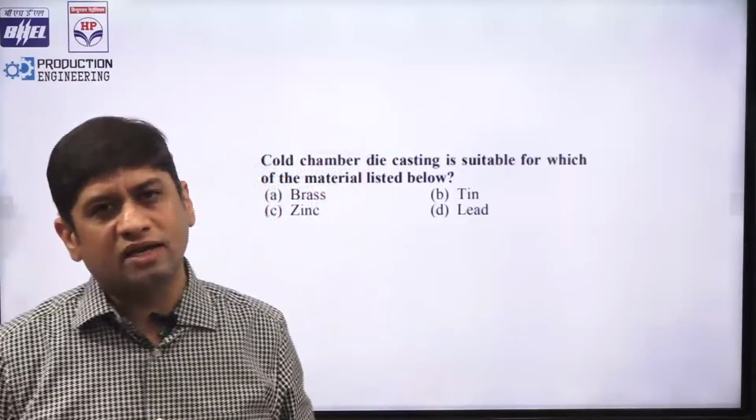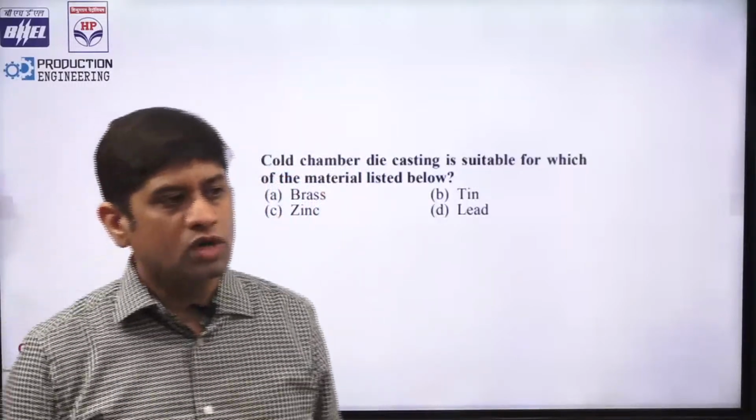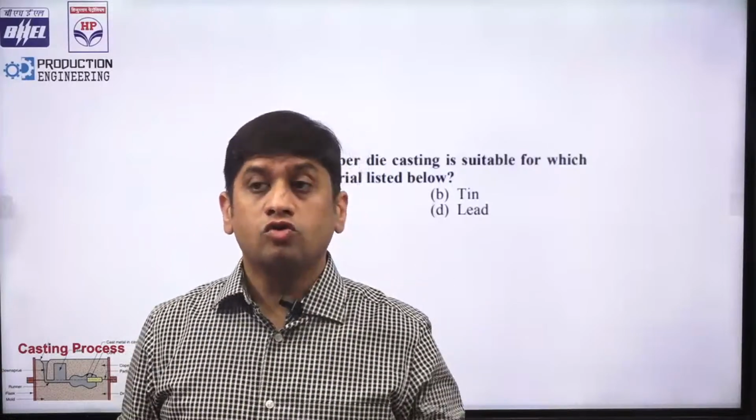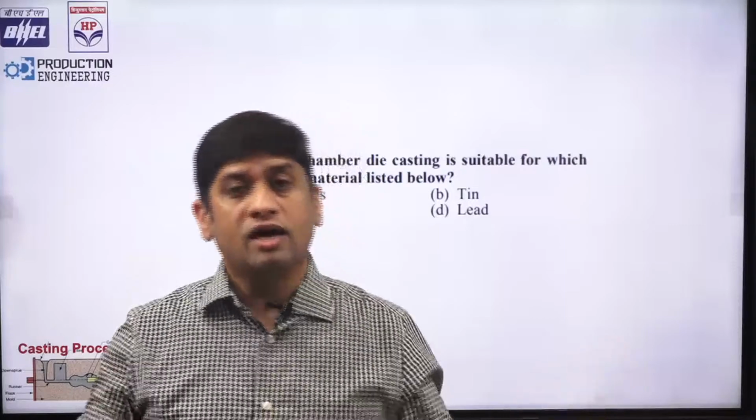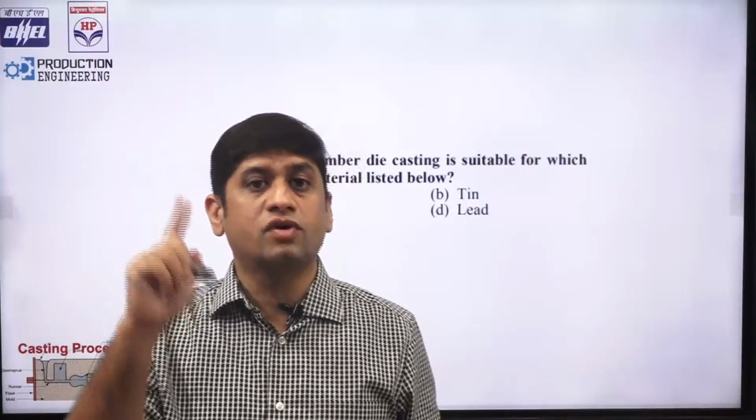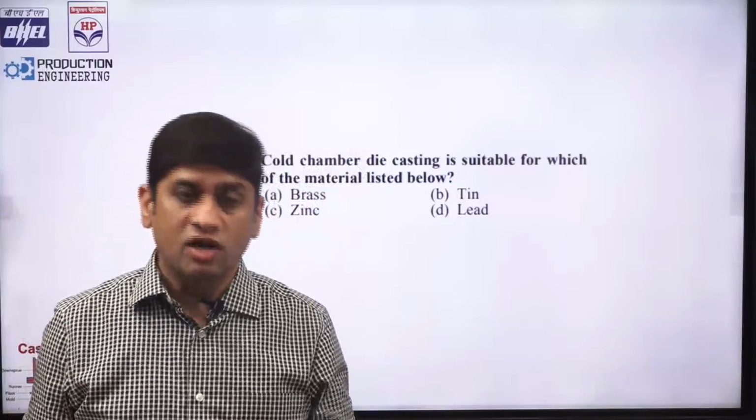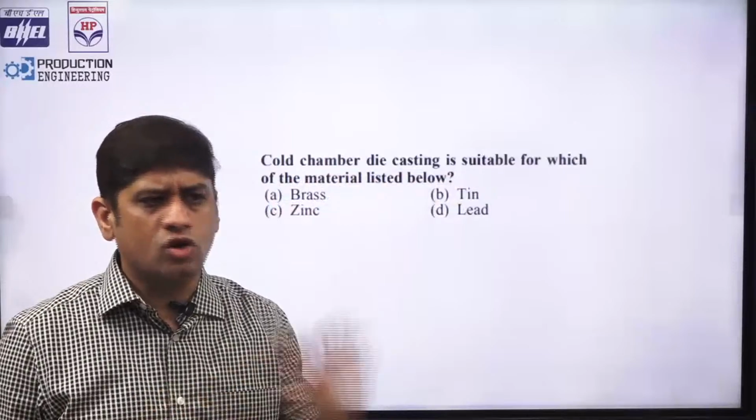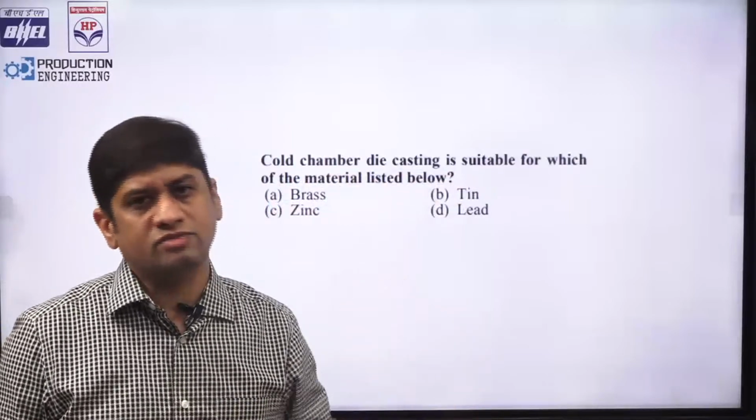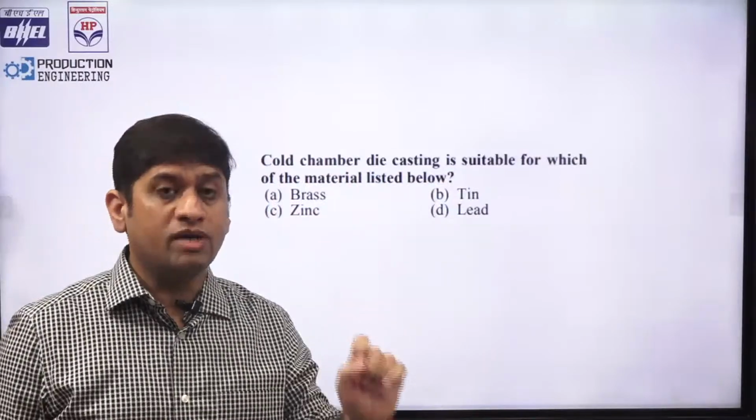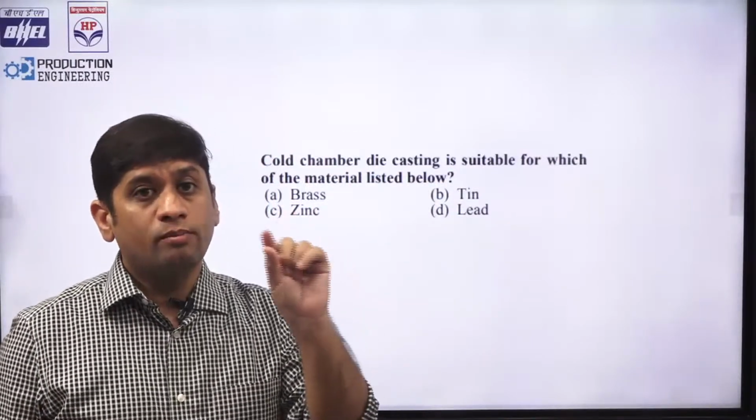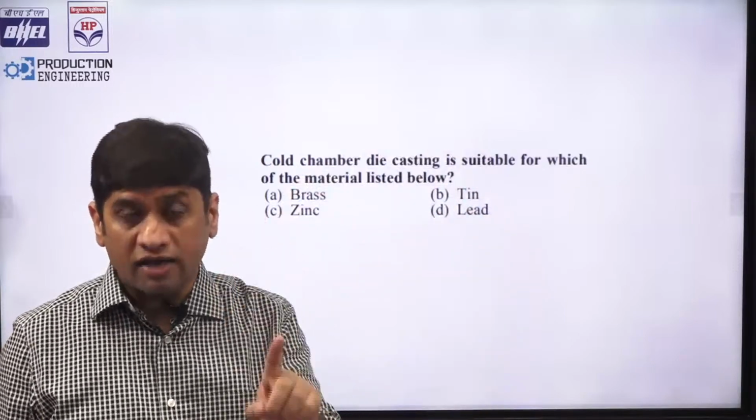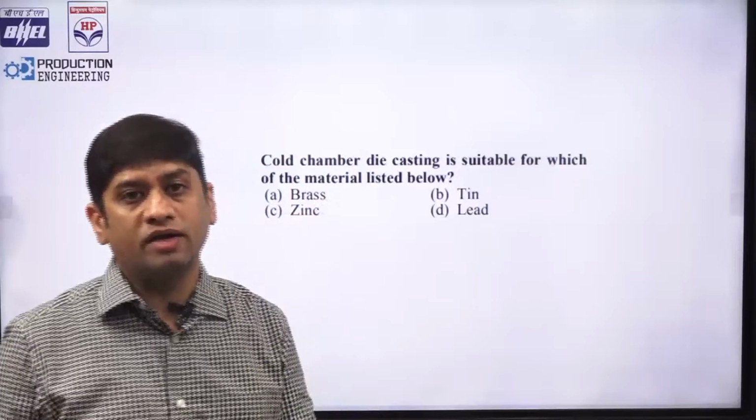Non-ferrous material also can be categorized in two ways. Some have a high melting point, and some have a low melting point. Hot chamber die casting is for low melting point materials, and cold chamber die casting is for high melting point materials. Listen carefully. Die casting is not for ferrous materials. It is for non-ferrous materials. Hot chamber die casting is used for low melting point non-ferrous materials. Cold chamber die casting is used for high melting point non-ferrous materials.